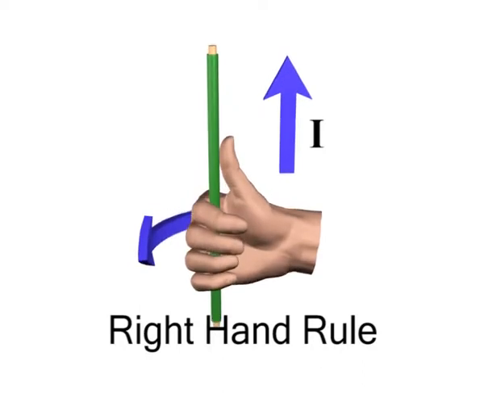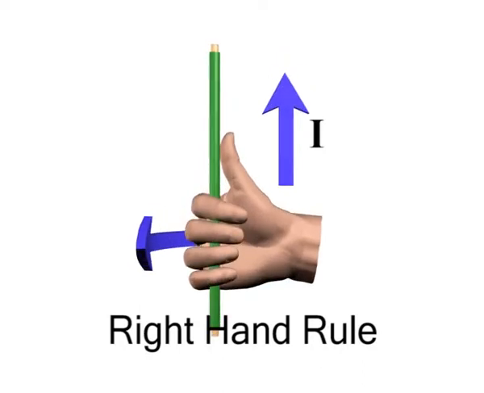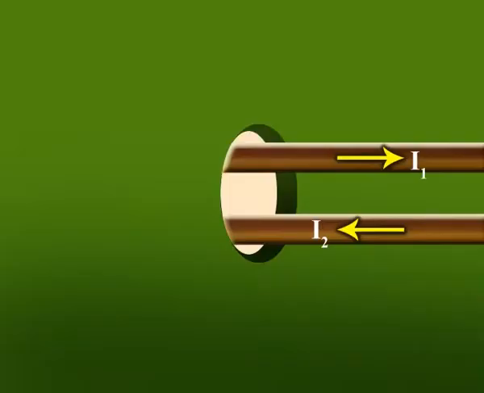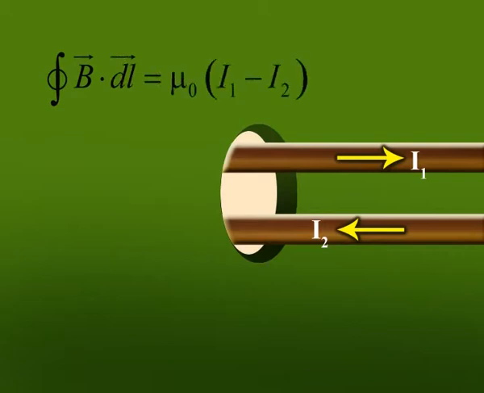As per the sign convention for the closed path, I1 is positive and I2 is negative. Then, according to Ampere's circuital law, the line integral of B is equal to mu naught into I1 minus I2.